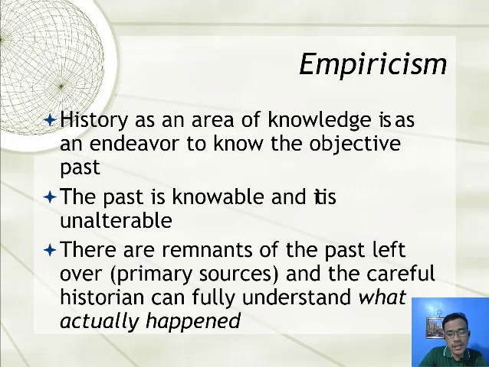So there are remnants of the past left over. These are the primary sources, like fossils and artifacts. And the careful historian can fully understand what actually happened. So this is the point of view of the empiricist, that through the evidences and proofs of the past, they can understand what happened in the past.